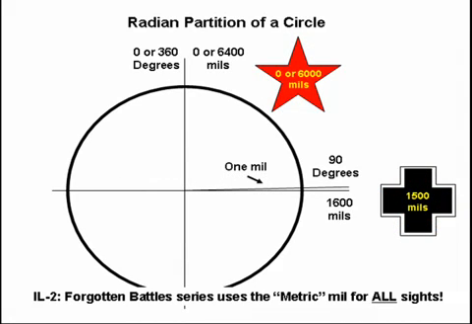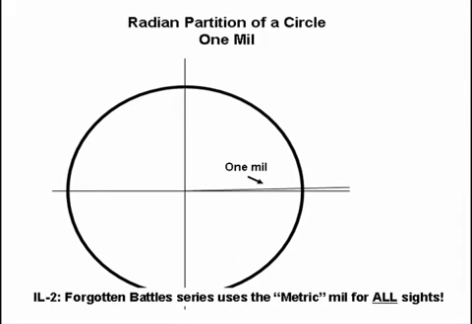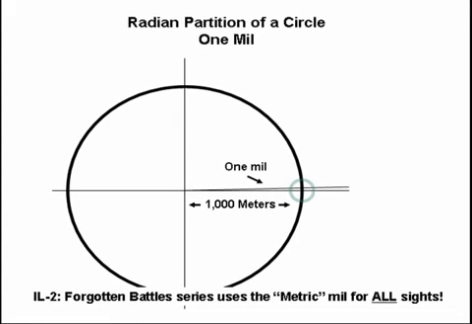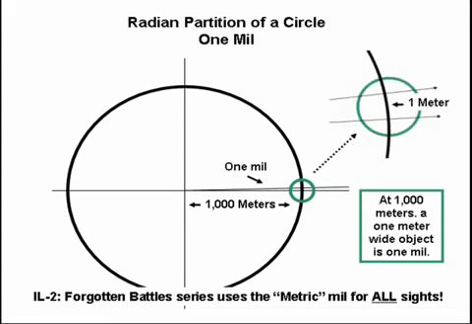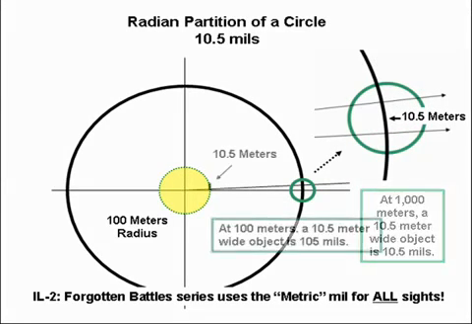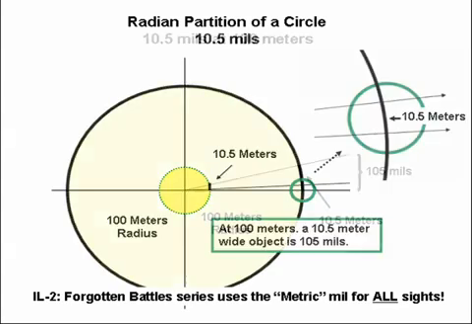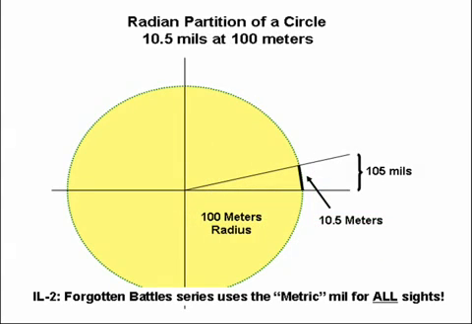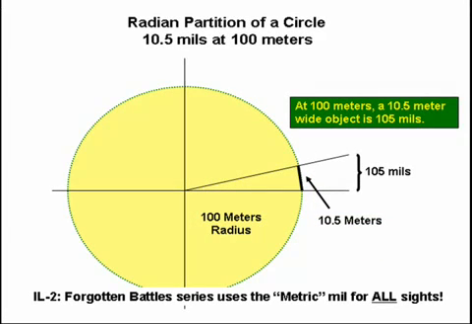1 mil is pretty interesting because it's got some unique characteristics. So we're going to concentrate on what just 1 mil does. The really neat thing is if you take 1 mil and a radius of 1,000 meters, the distance on the circle is 1 meter. To get 10.5 meters, we use 10.5 mils. Now let's take that distance down to 100 meters. At 100 meters, that 10.5 meters is 105 mils. At 105 mils, at 100 meters, the object is 10.5 meters wide.